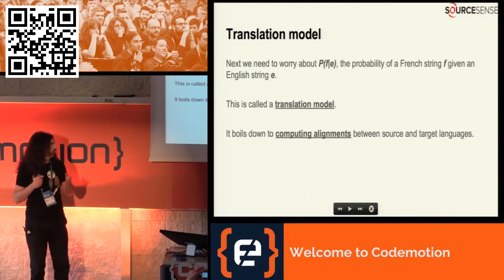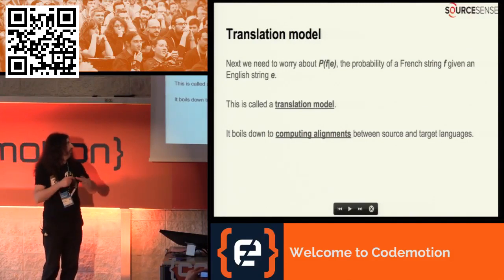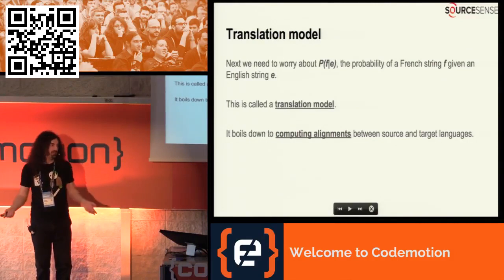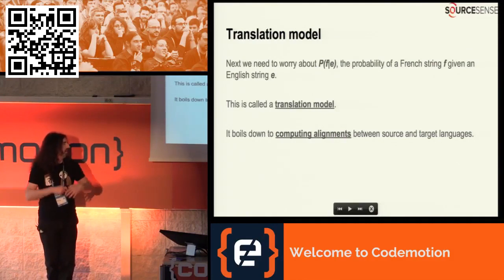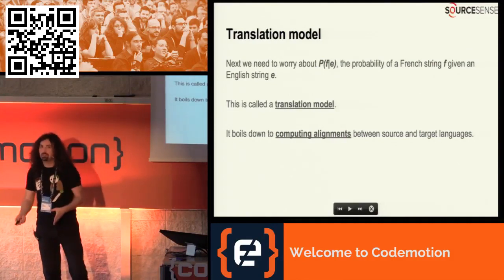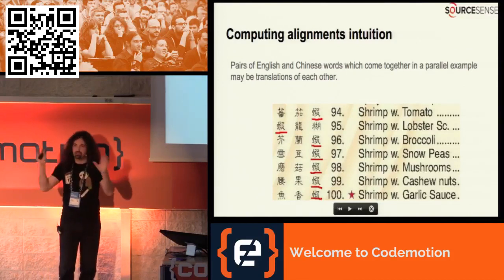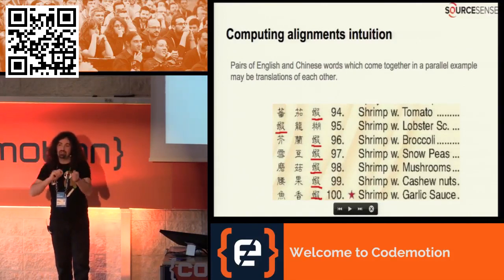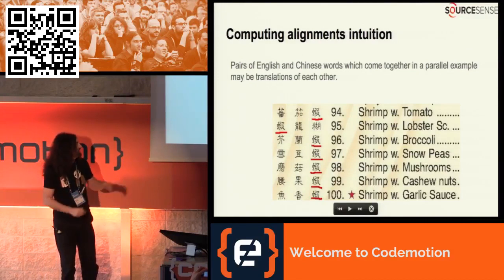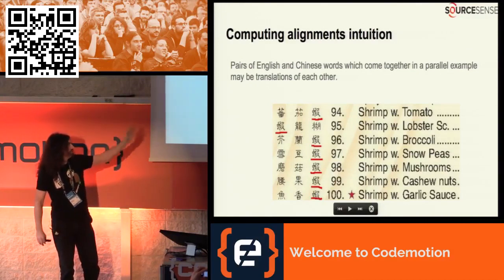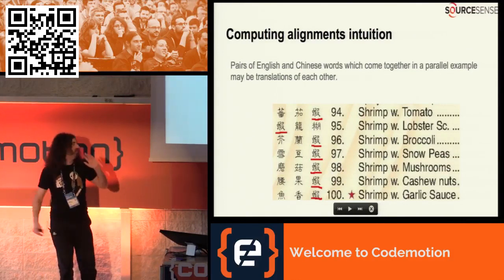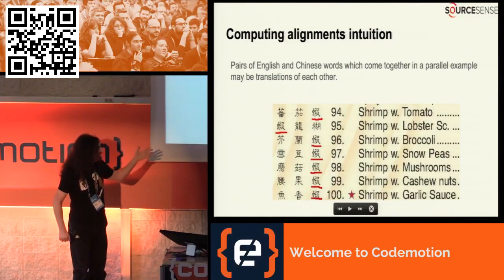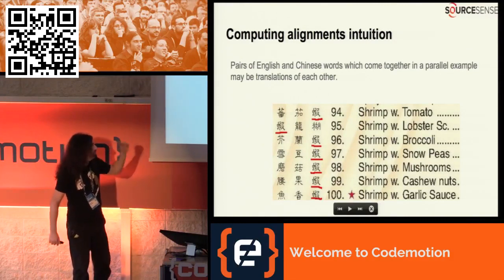Then we got a translation model. It worries about the probability of a French string f given an English string e, how likely it is to be turned into that. This is called the translation model, and it boils down to computing alignments between source and target language. So the intuition in computing links between words is that the pairs of English words and words in another language, like Chinese, I don't know Chinese, I cannot really say anything about Chinese, but everybody here can see that words that come together in a parallel example may be the translation of each other.